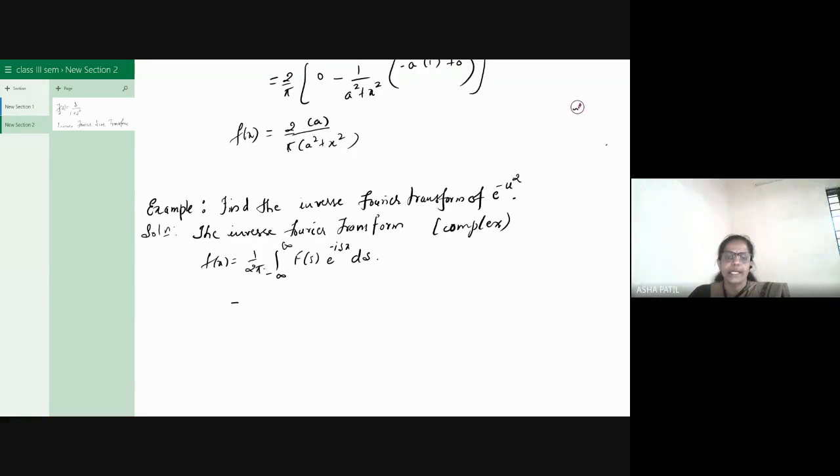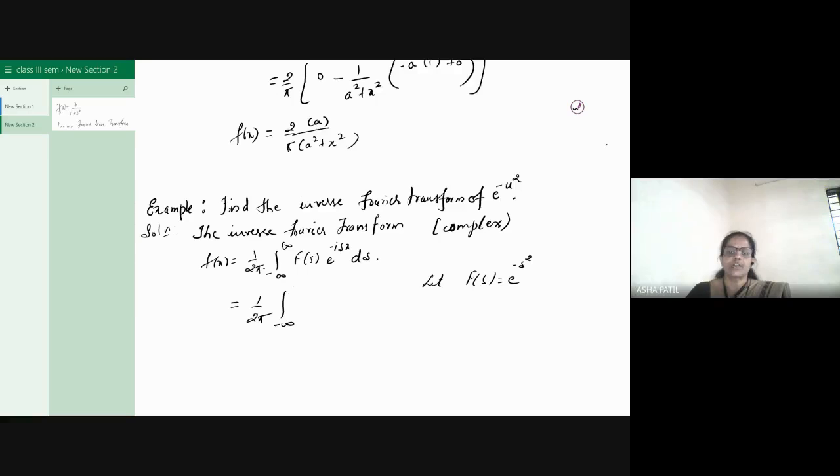Which parameter shall I take? Are you comfortable with u? Yes, only, ma'am. Yes only means you have to write it as 1 by 2 pi. Write it here. Let f of s is equal to e raised to minus s square. You have to write that. Let us write it as e raised to minus s square.